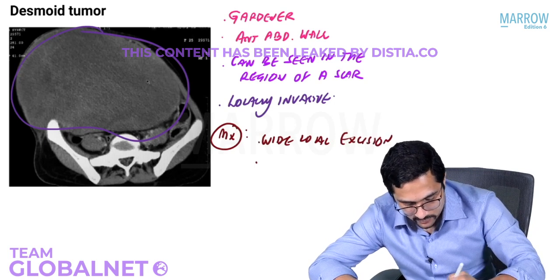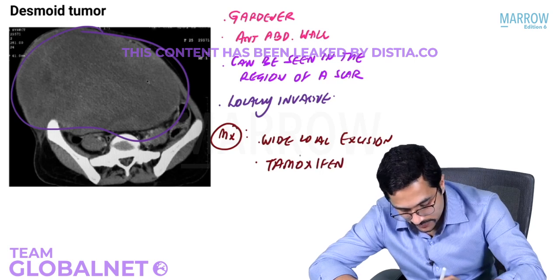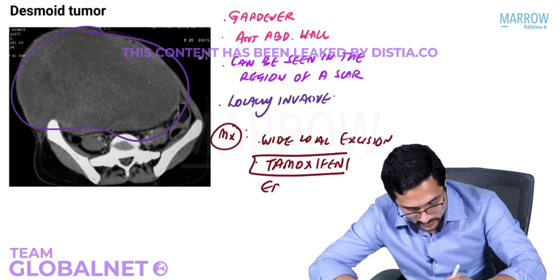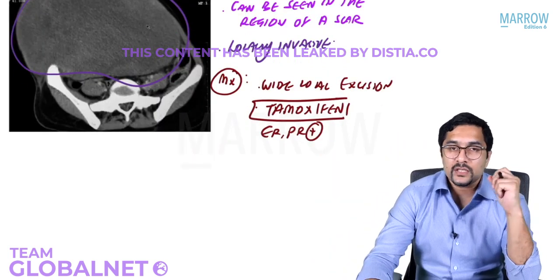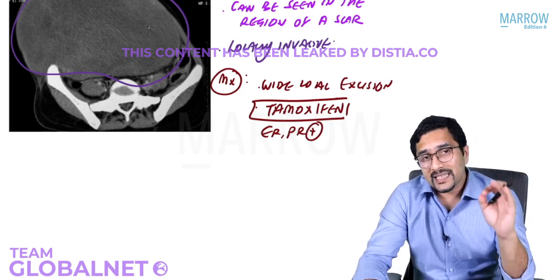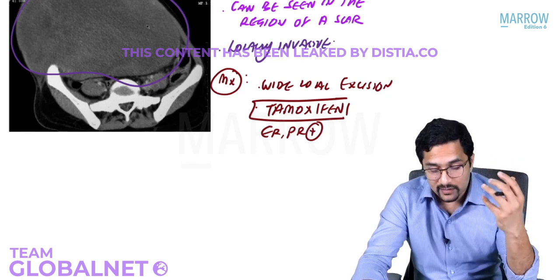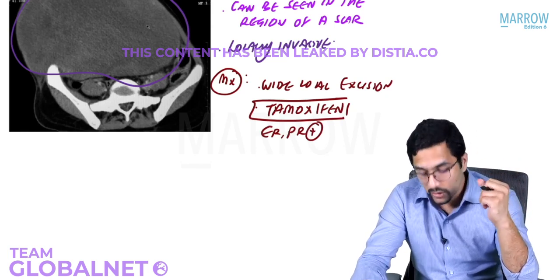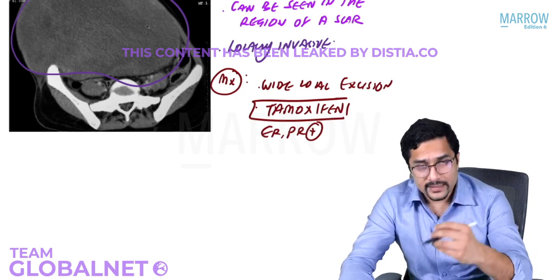But one thing which I want you to know here, tamoxifen has a role in patients with desmoid tumors, because these tumors can express estrogen and progesterone receptors. So it has been seen that tamoxifen can reduce the size and can also prevent recurrences in patients with desmoid tumors. So this was regarding soft tissue sarcomas and skin lesions.